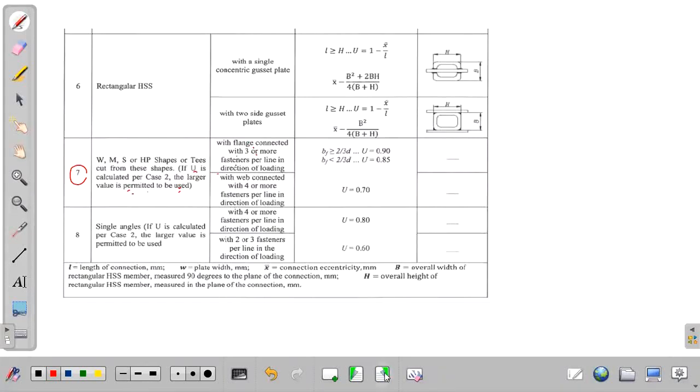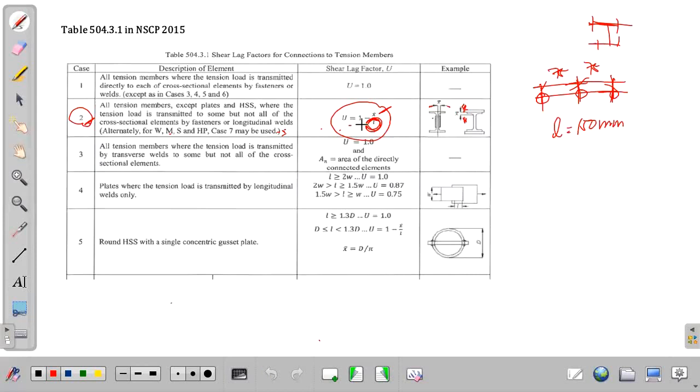Okay? So let's first do case 2: 1 minus x bar over L. We already have the value of our L. What we need is the x bar. Okay? What will be the value of our x bar? So to determine the value of our x bar, let's go back to our AISC manual. Okay? So I have given you the AISC manual.